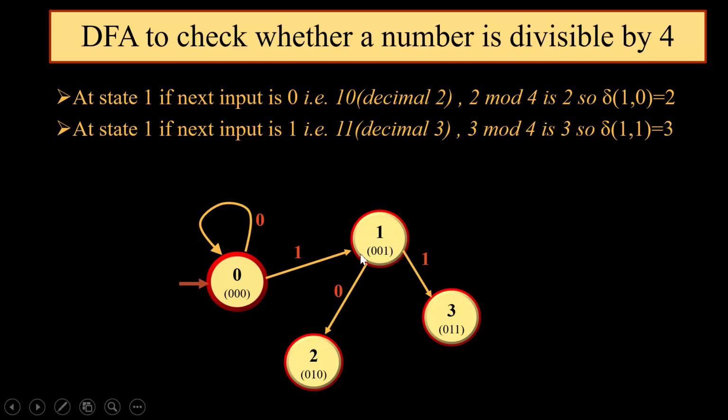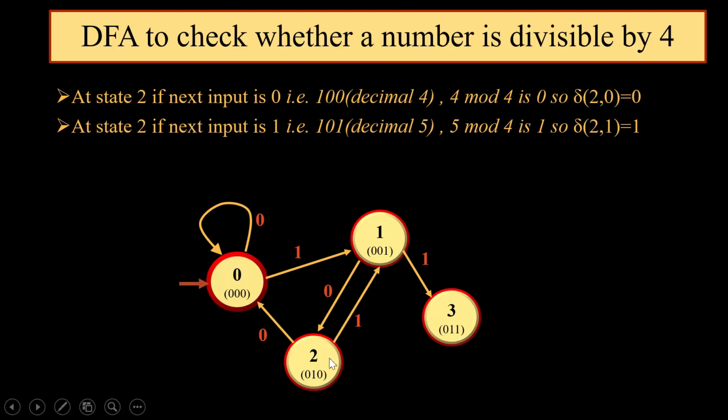Here, if the input is 0, the decimal equivalent is 2. 2 mod 4 is 2. So, transition of 1 on 0 will give us 2. Likewise, transition from state number 1 on 1 will take us to decimal equivalent of 3, and 3 mod 4 is 3. So we will move from state number 1 on 1 to 3.